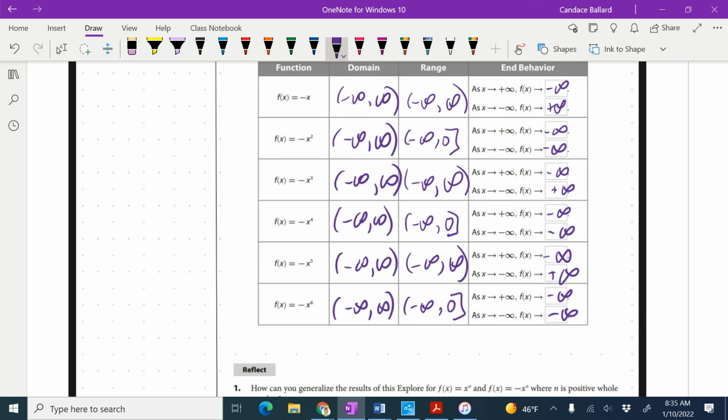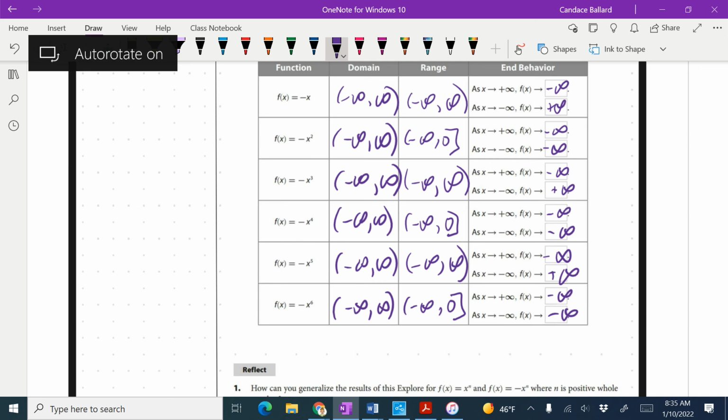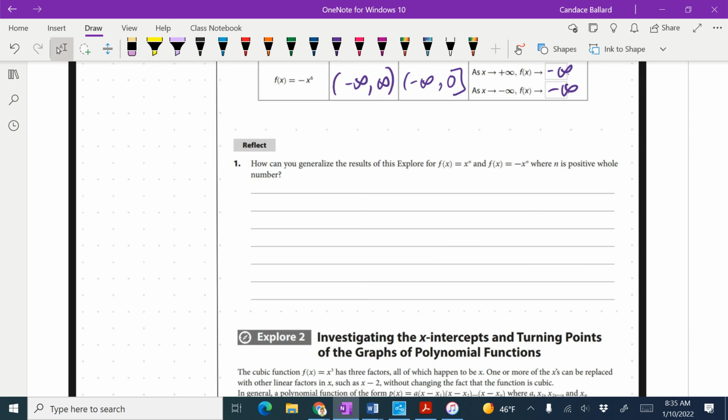All right. So the next question is asking us to generalize the results of what we just did. Basically, we're looking for some patterns. So how can you generalize the results for this explore? For f of x equals x to the n and f of x equals negative x to the n, where n is a positive whole number. So notice we weren't working with negative exponents, right? We weren't working with fractions. We're just working with positive whole numbers, okay? So there were basically, well, actually, what was the domain of everything?